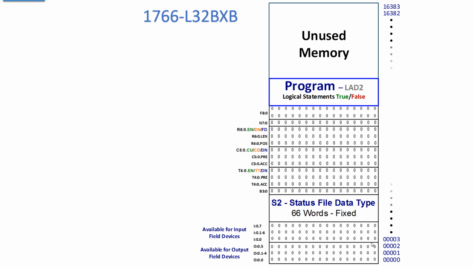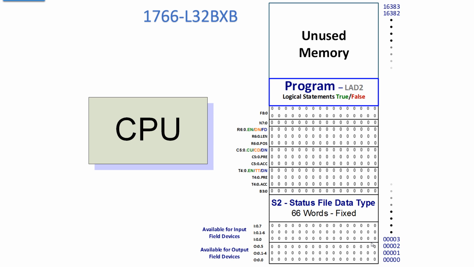The next thing up in memory will be the program ladder 2 file. You automatically get a ladder 2 program file with nothing in it. And the program will be made up of logical statements that you write that have a true or false state. If the rung is true, then some action takes place. If it's false, in some cases an action takes place, in some cases it does not. Some output instructions have a true and a false execution. Some only have a true execution.